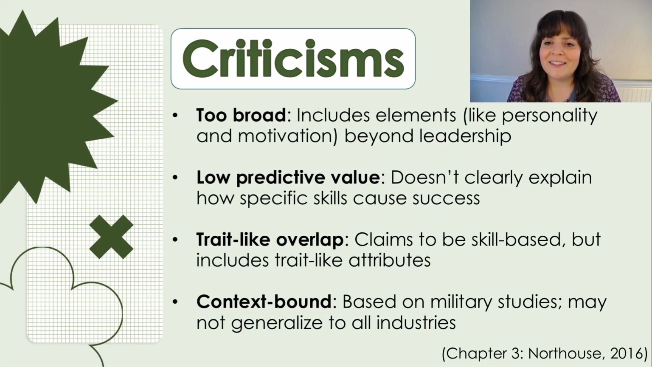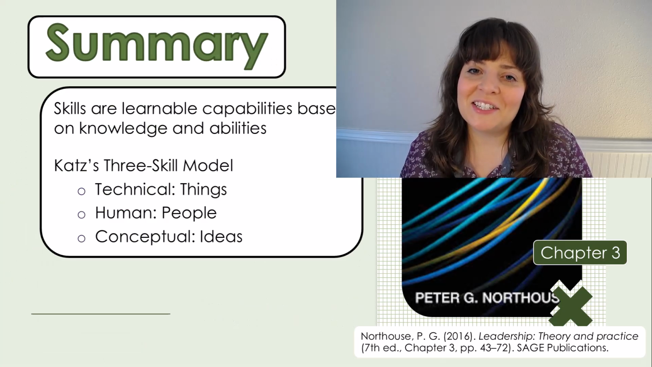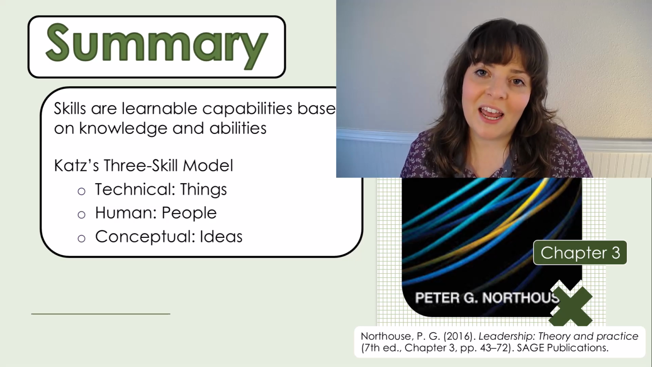It includes elements like personality and motivation that can be seen as beyond leadership. It has a low predictive value, meaning that it doesn't clearly explain how the skills can cause success. So what are the mechanisms behind using those skills that allow us to be successful? There's a little bit of trait-like overlap in that it claims to be skills-based, but it does include some of those trait-like attributes, including our cognitive abilities. It's also context bound. So this model was based on military studies, so it may not as easily be generalizable to other industries.